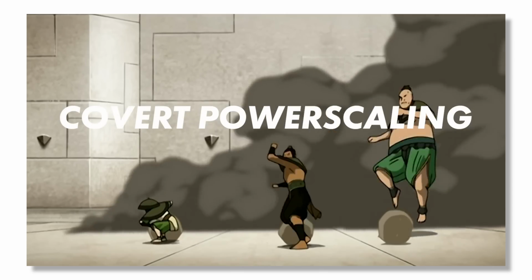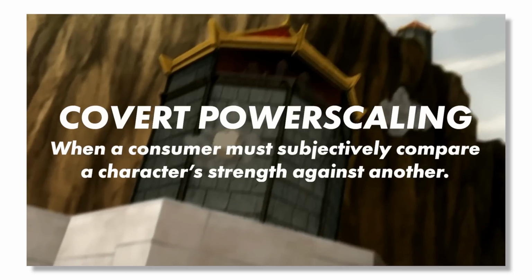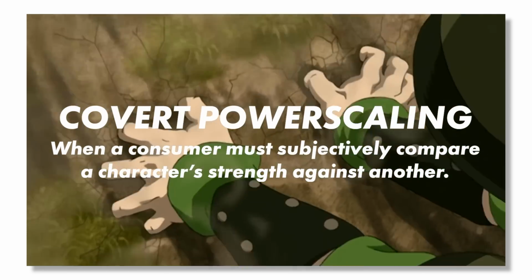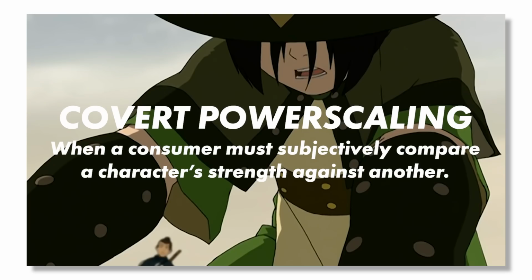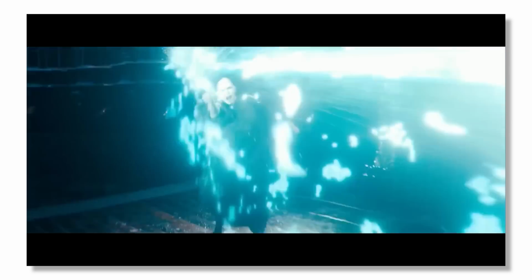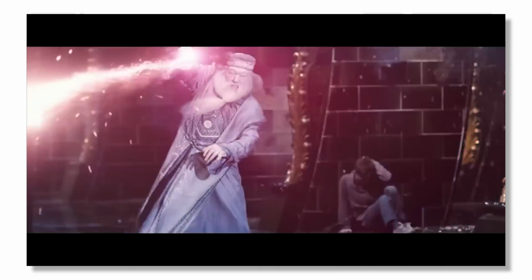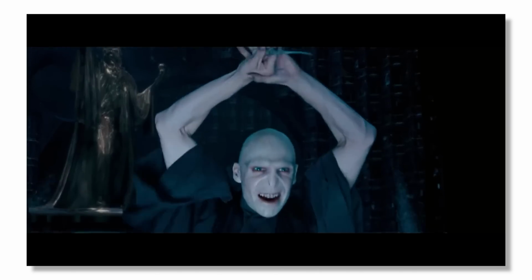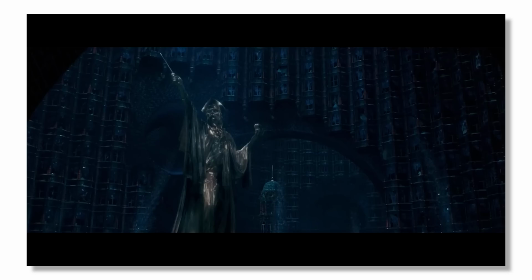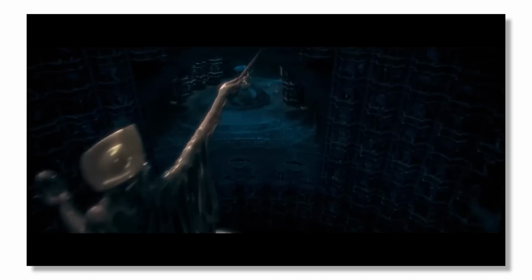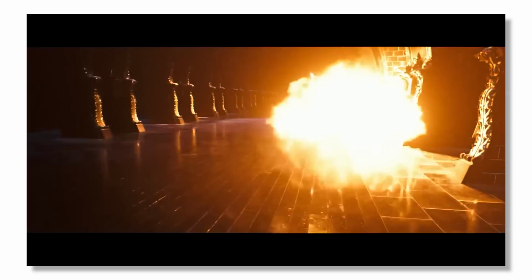Covert power scaling, however, is when a consumer must subjectively compare a character's strength against another. An example of this would be Dumbledore versus Voldemort. The fiction has told us many times that these two are incredibly powerful wizards, but it gives no objective indication of who has more skill. We are simply shown their fight and tasked with coming to a conclusion on our own.